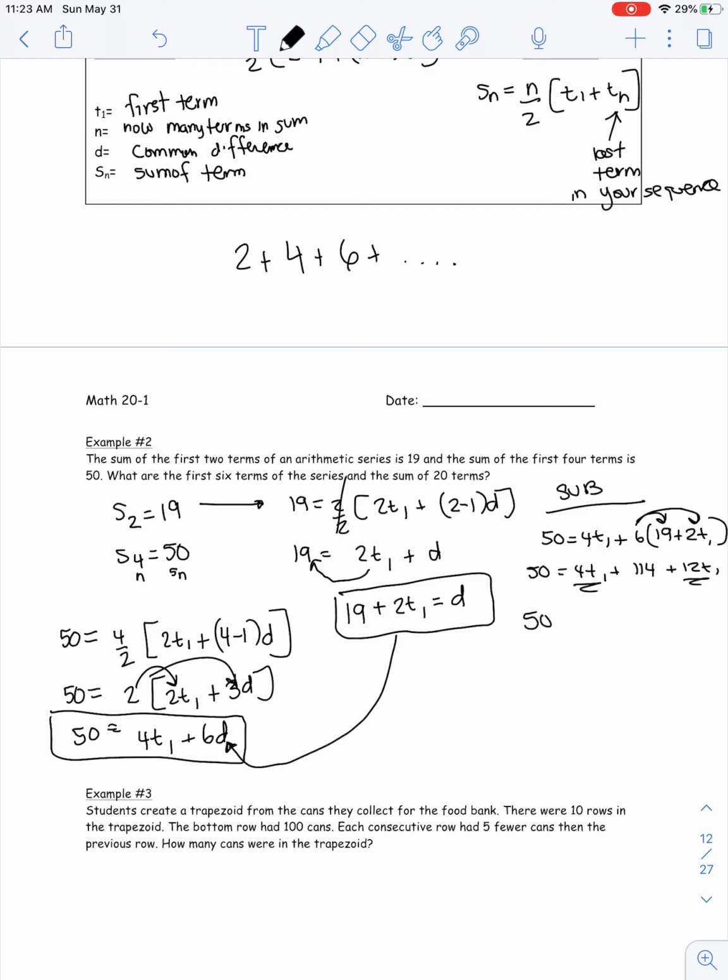These two guys can go together, so that will be 50. And we're going to bring that 114 to the other side by subtracting 114. So 4t1 plus 12 is equal to 16t1.